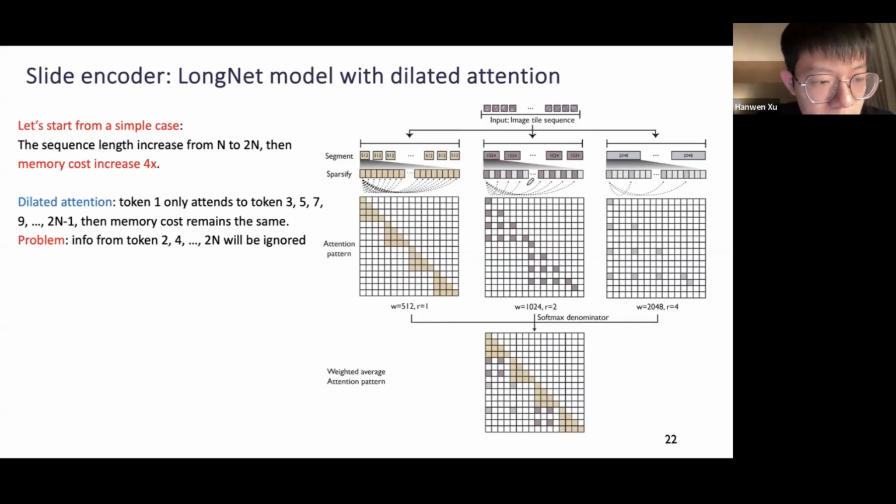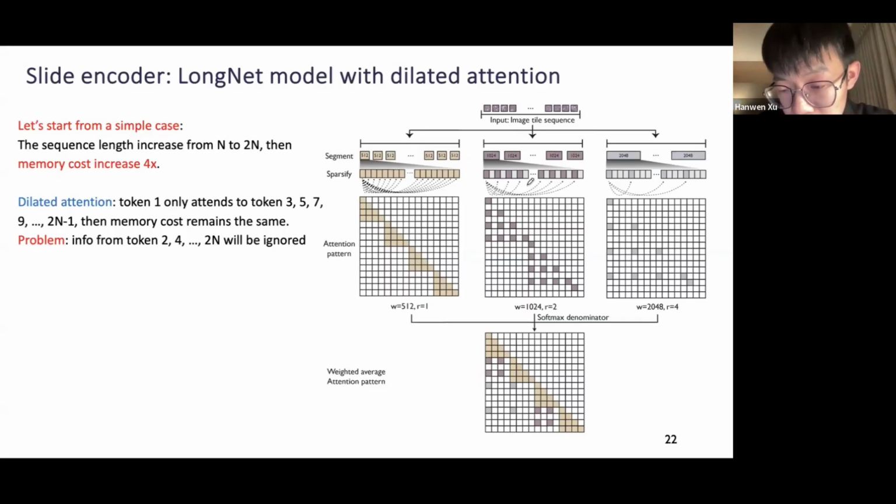But there's actually a problem associated with dilated attention. The biggest problem is that if we introduce the dilated ratio, for example, so that token 1 only attends to every other token, then the information in token 2, token 4, or token 2n will be ignored. That's not what we want, especially for certain tasks in pathology.